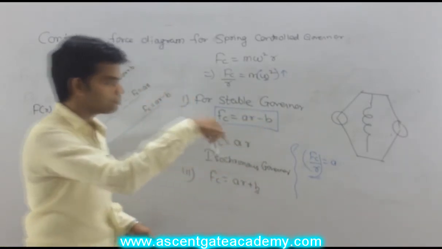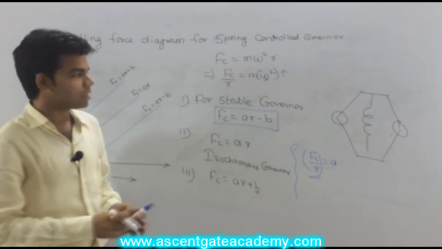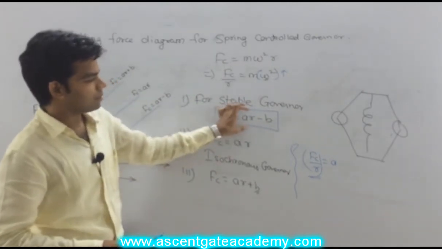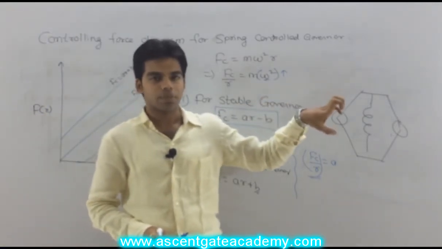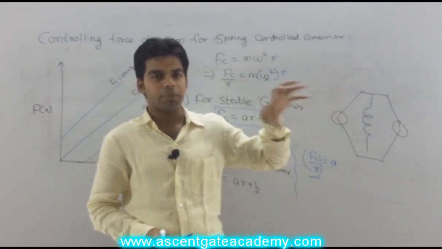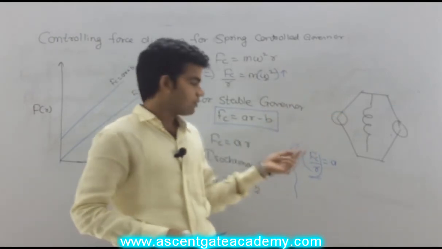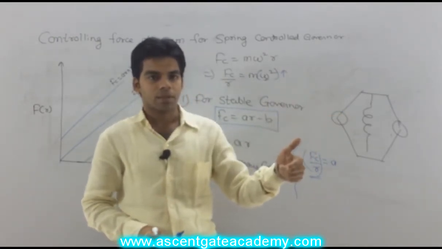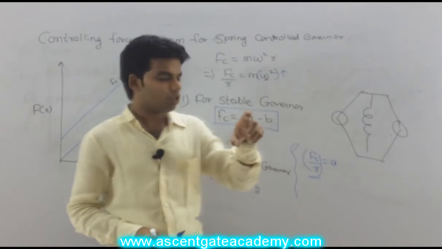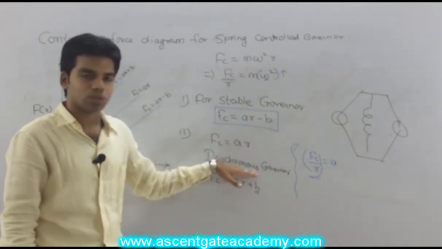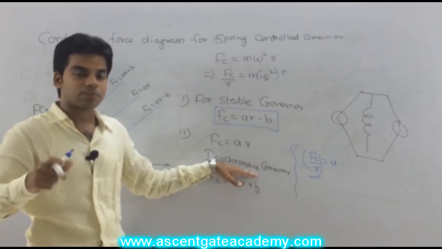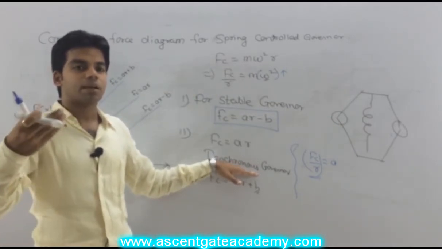Now, how can the value of B be increased? Initially, we have A into R minus B. Now, if I am increasing the stiffness of the spring, very important thing, the value of B will increase. If I increase the stiffness up to a certain point, we have the isochronous governor. If I increase the stiffness further, the value of B will become positive.